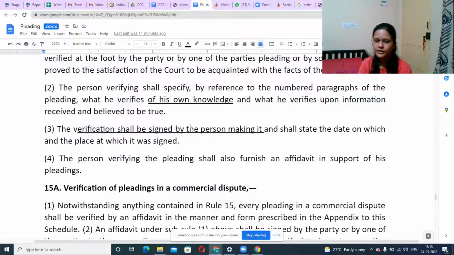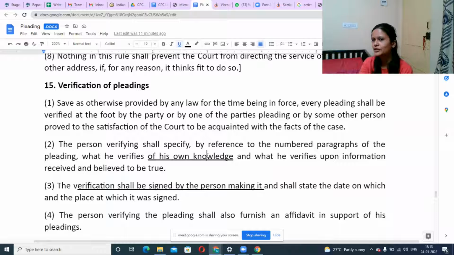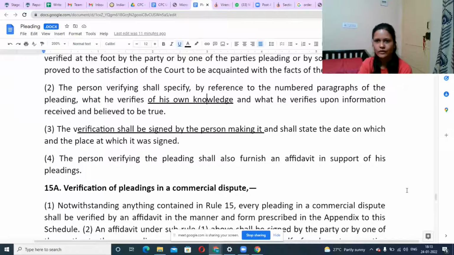Next one is the verification shall be signed by the person making it and shall state the date on which and the place where he has signed it, because some information might be incorrect knowledge or incorrect information. At what point in time the signature is done, the date and all, he will also mention.